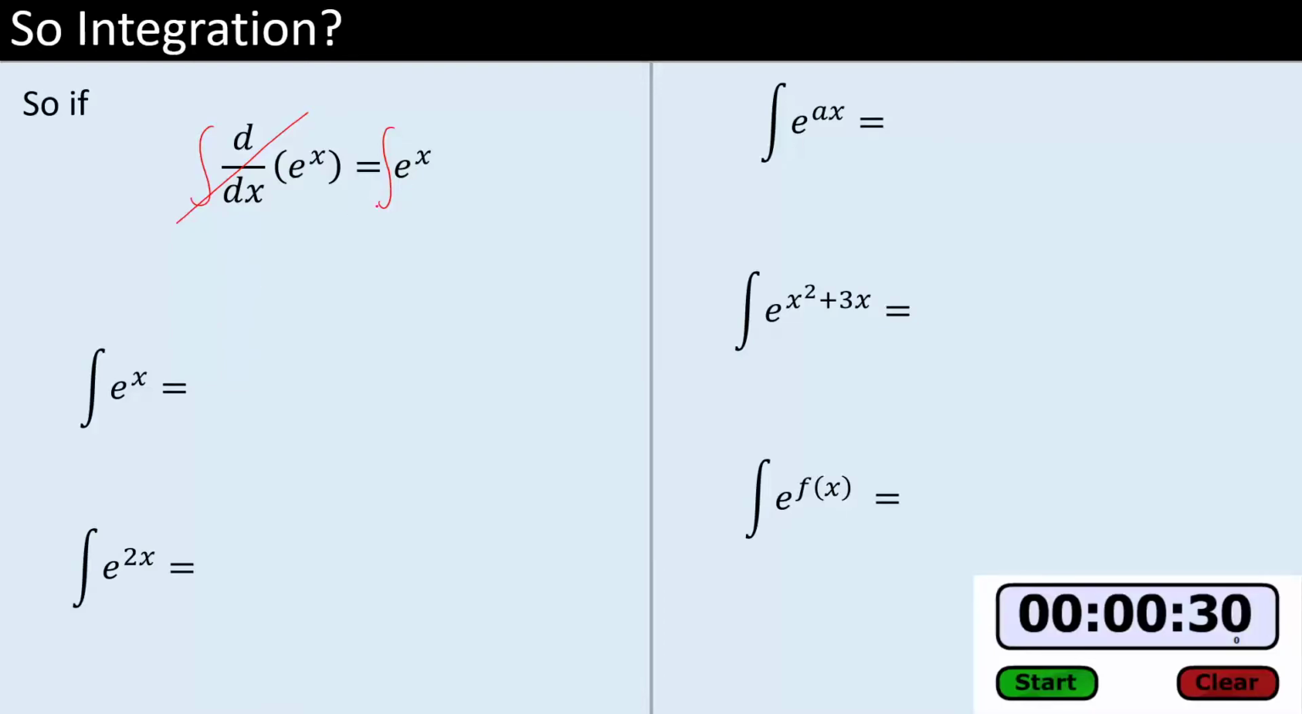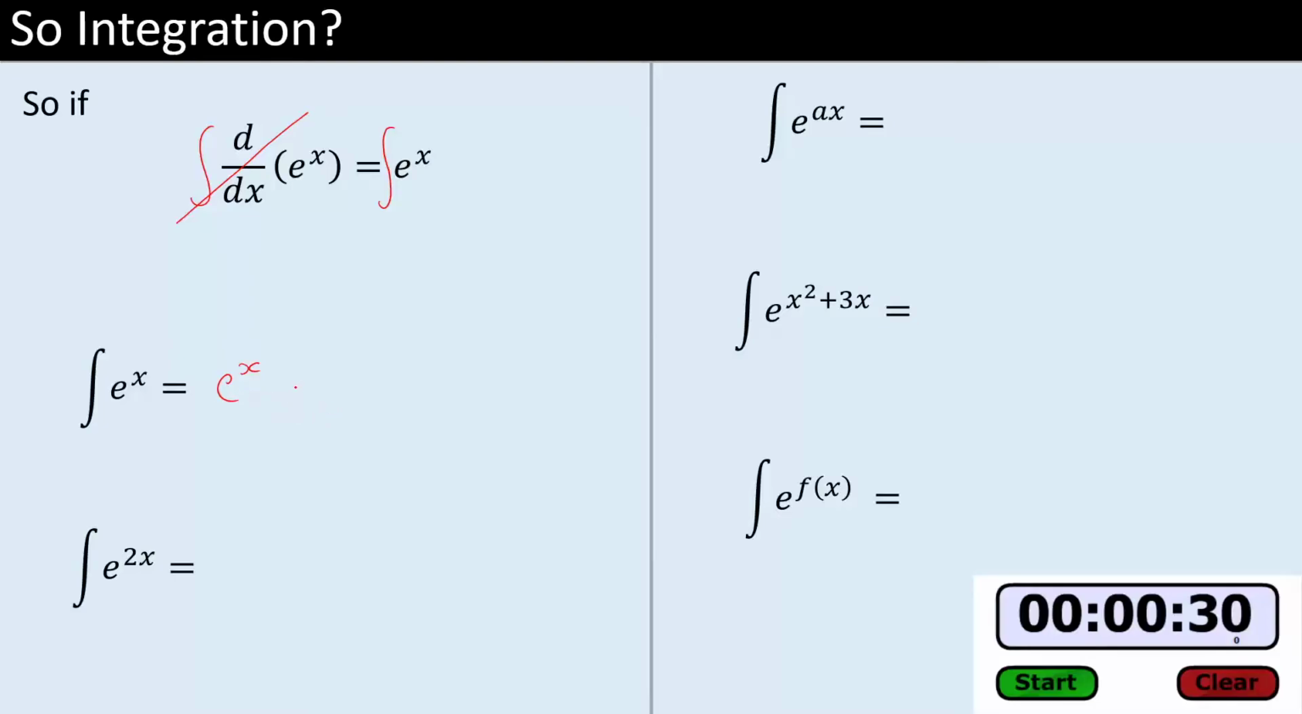So what we'd be left with is the integral of e to the x is equal to e to the x. Okay, and that makes sense because if we differentiate an exponential function, we get the exponential function again. So if we do the reverse, it should just give us what we started with, which is the exponential function. Okay?